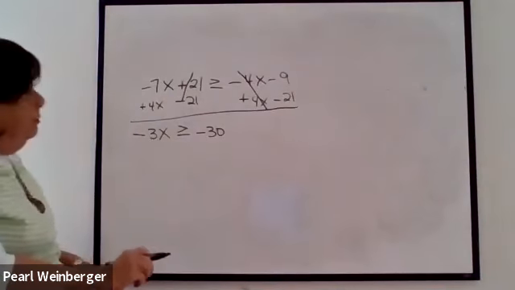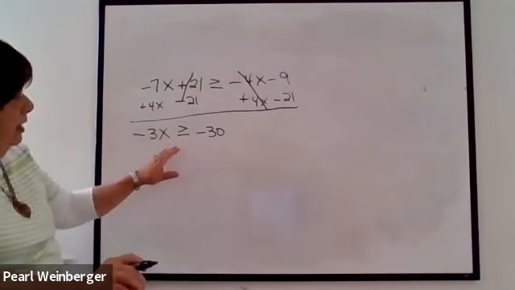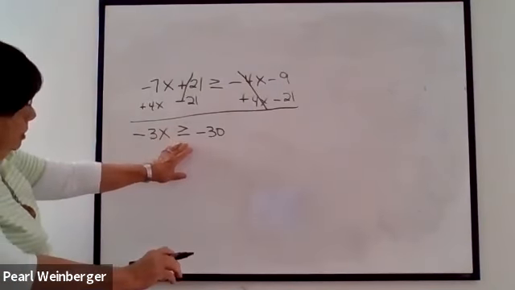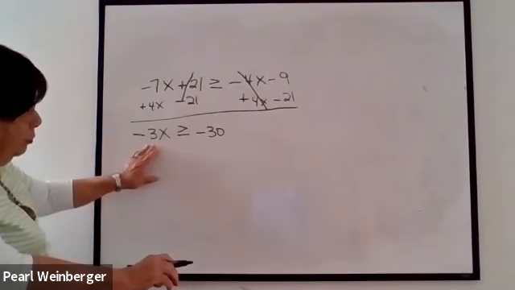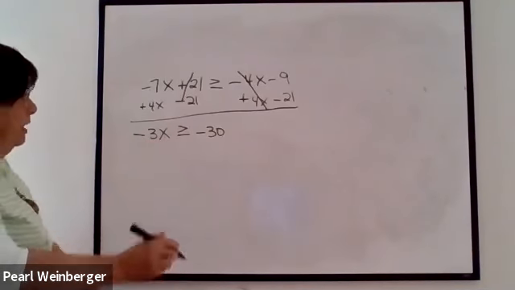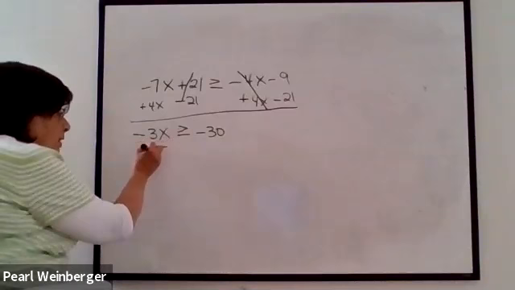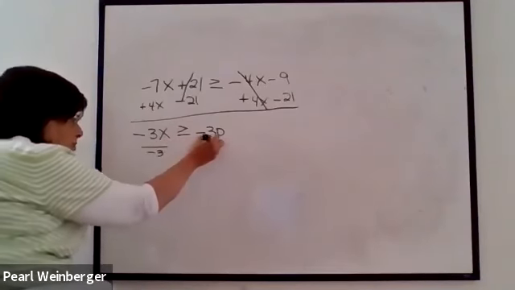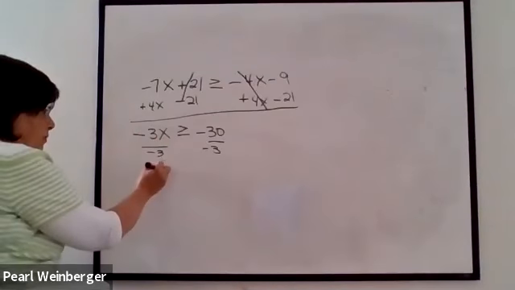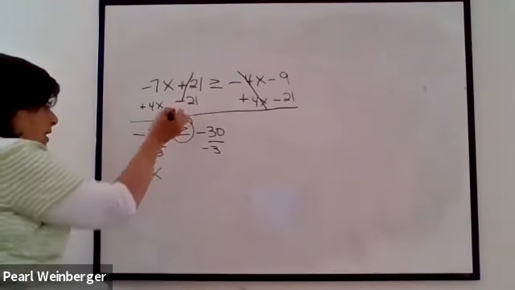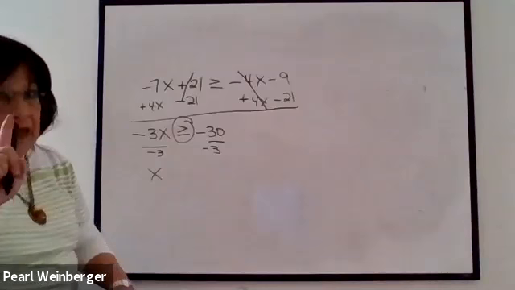Okay, so then my next step is I've got to get the x's alone. Now this is a negative 3x. So what I am going to have to do is to divide by negative 3 on both sides, so that I get x by itself. But remember, again, here's a case. I'm dividing by a negative number.